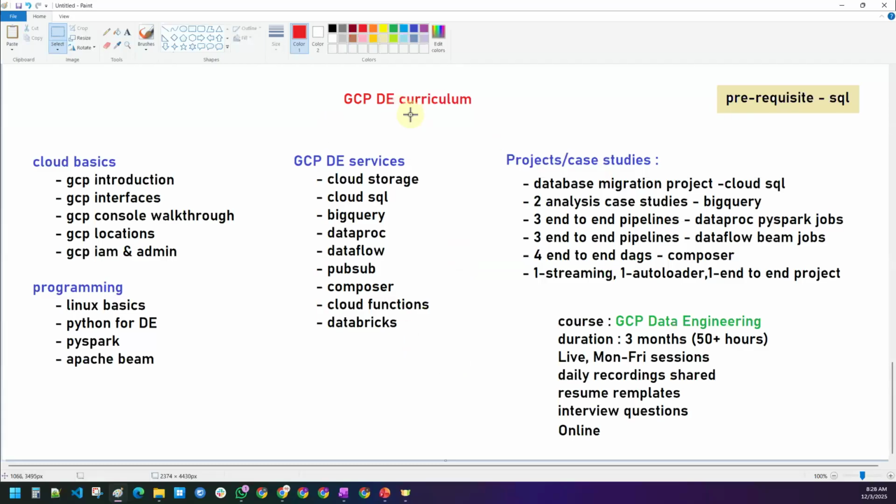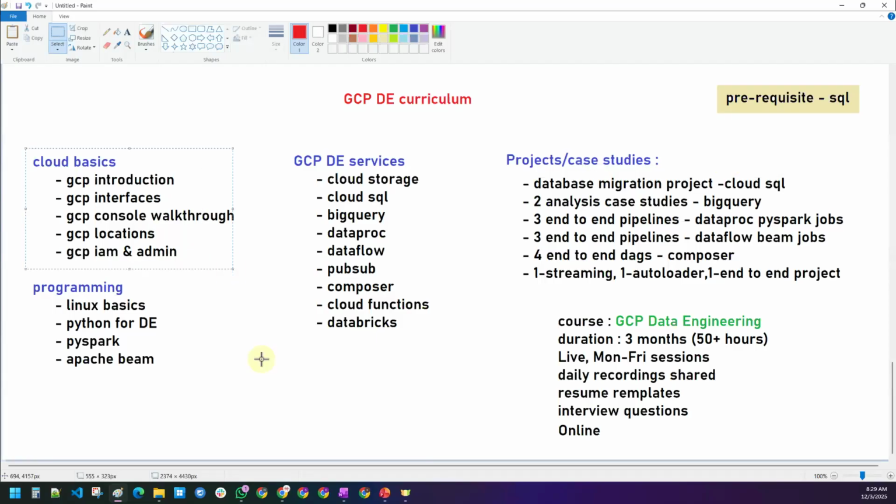The very first thing I wanted to tell you is the prerequisite for the course. The prerequisite for this course is SQL, guys. We are expecting a basic knowledge of SQL. You don't have to learn everything. If you know basic SQL, that is the prerequisite. The rest of the things will be covered in the course itself. Don't worry about it.